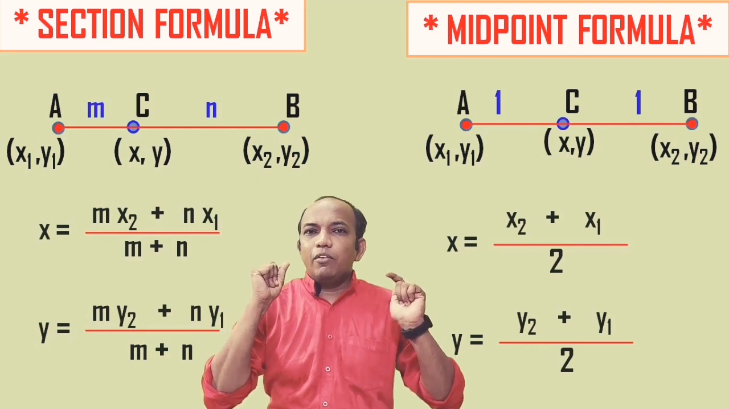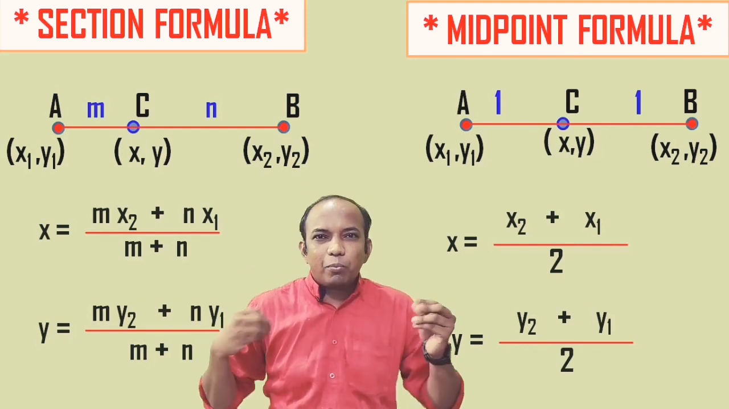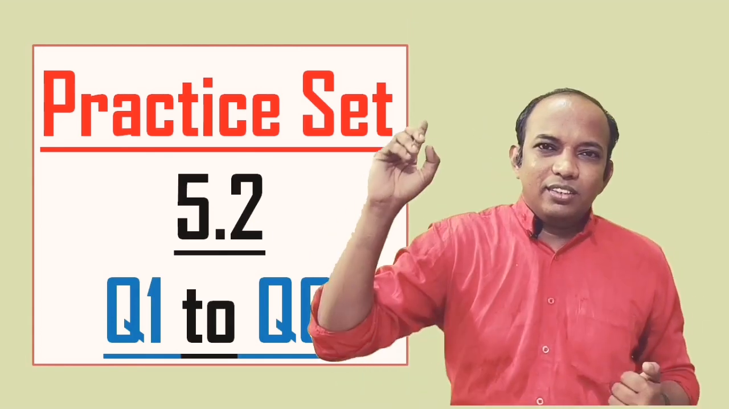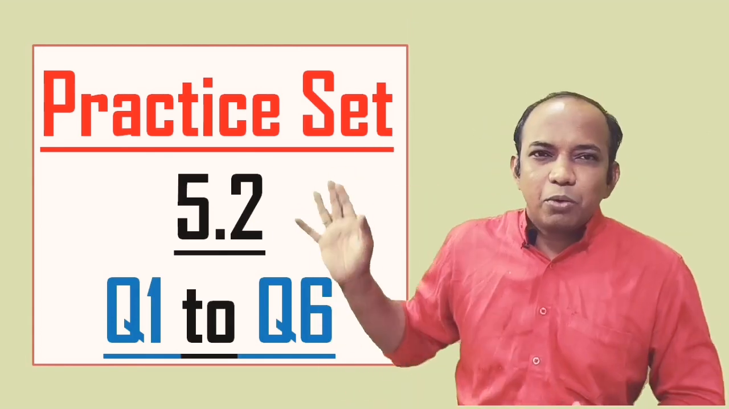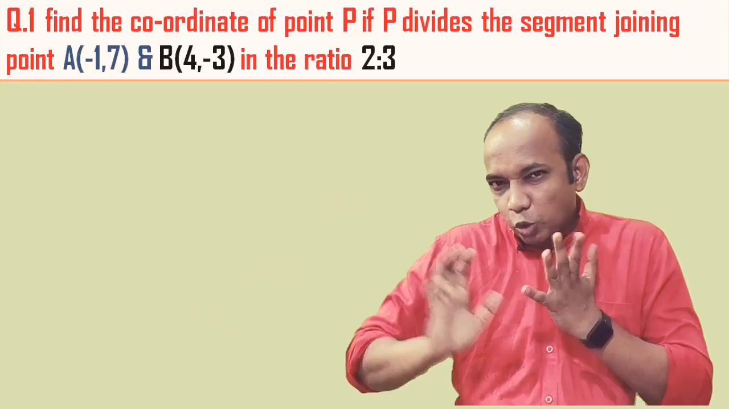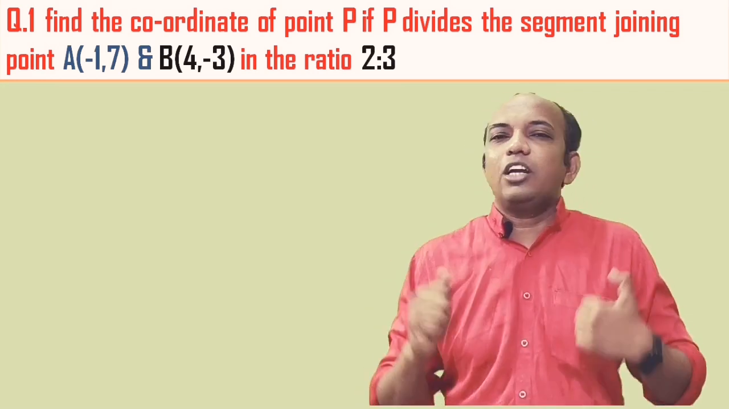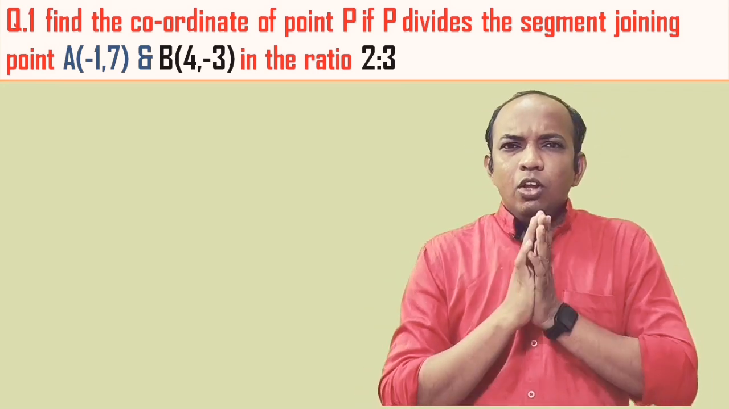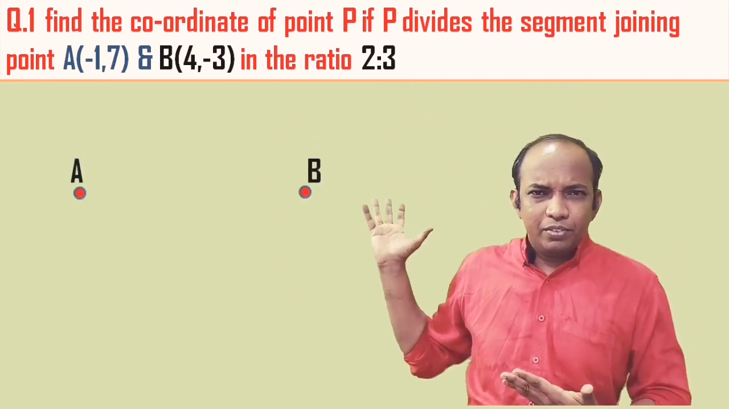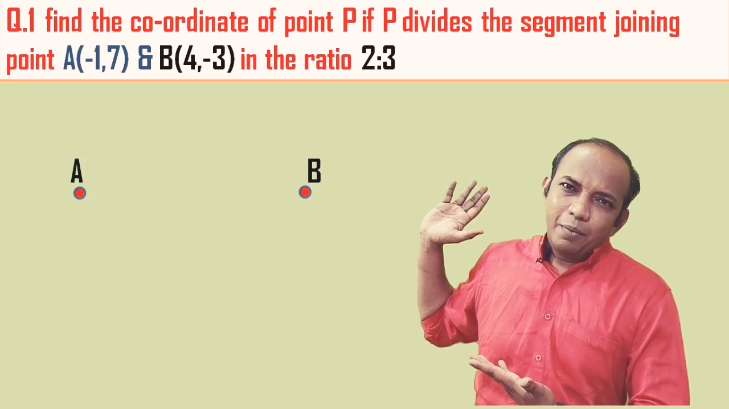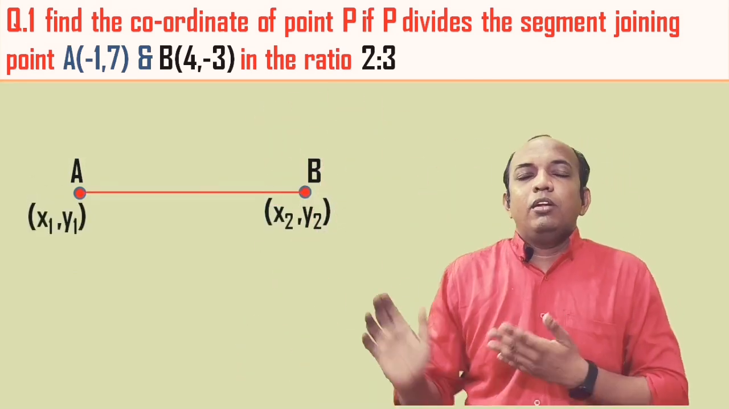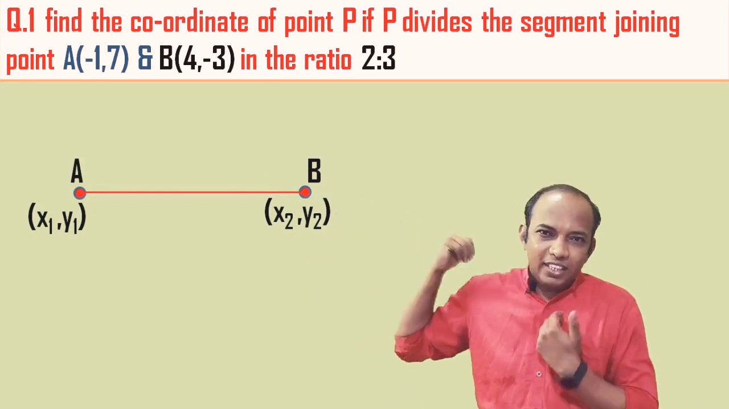So we will try to solve a few problems based on the section formula and midpoint formula from exercise 5.1. Here we go with the first sum on the board. The question says point P is dividing segment AB in the ratio 2:3, and I need to find the coordinates of P. For that, consider again segment AB where point A has x1, y1 and B has x2, y2, and of course the ratio of division is m is to n.